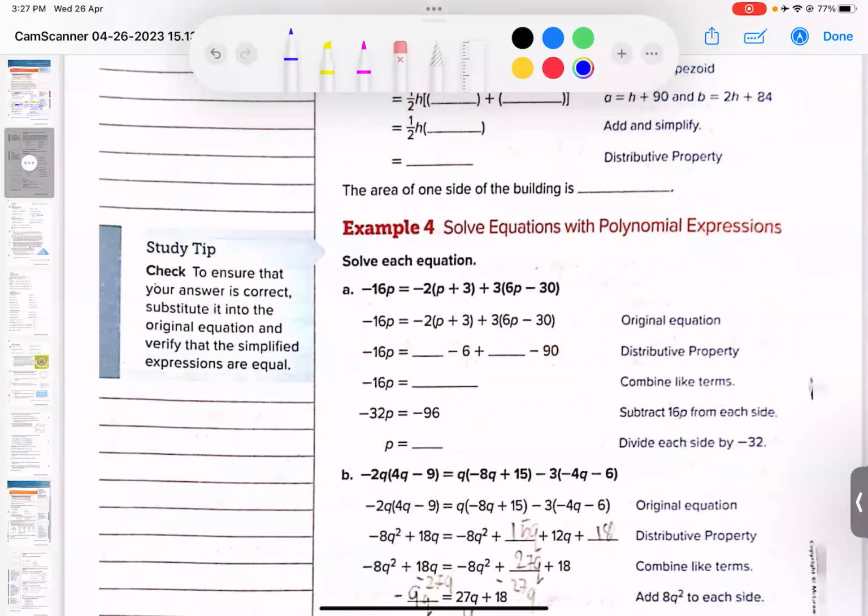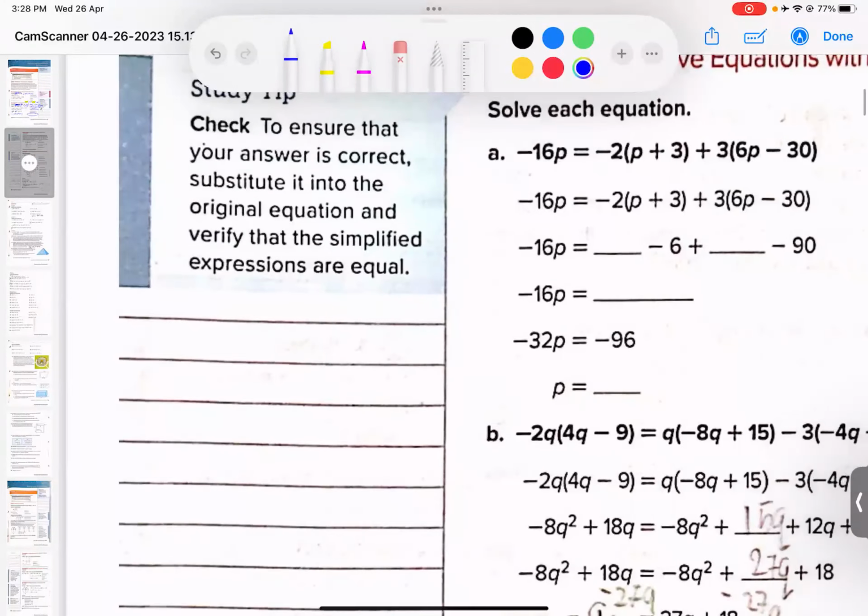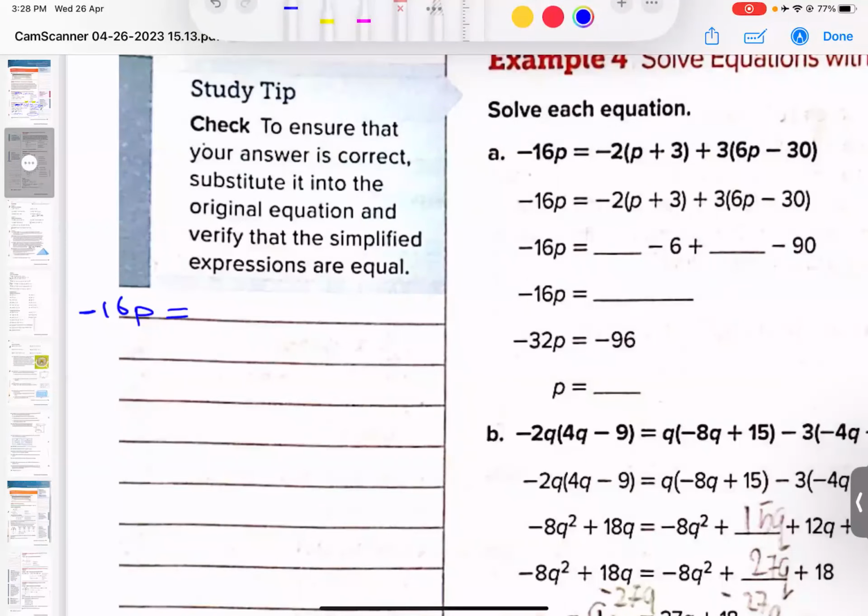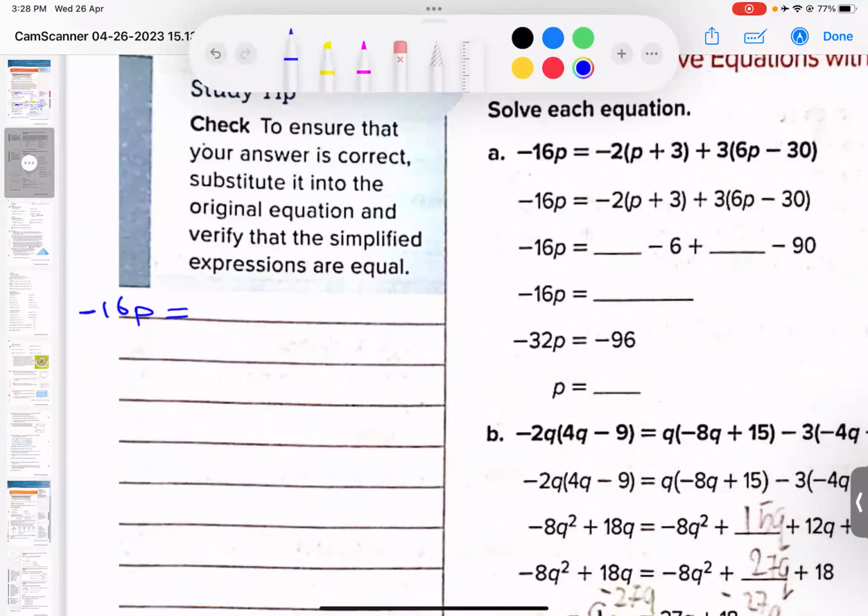Here he wants me to solve the equation with a polynomial expression. So if we have something like this, we have negative 16p, which lies on the left-hand side, and on the right-hand side, something else. So I'm trying to keep negative 16p, and I need to handle the right-hand side. Okay, so I need to distribute this part. So how could I do this one?